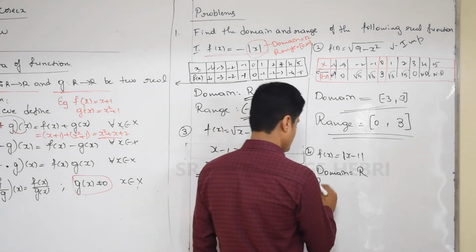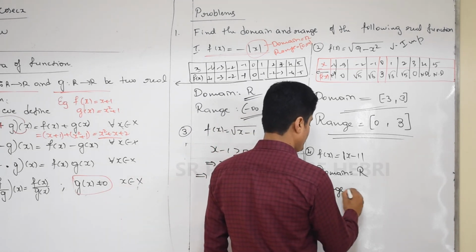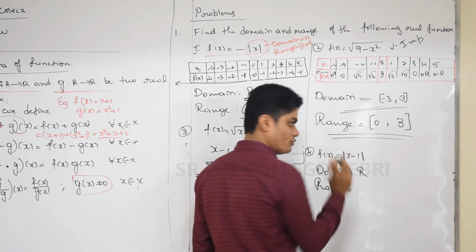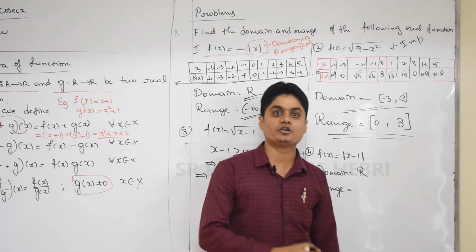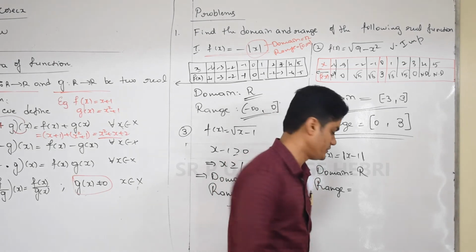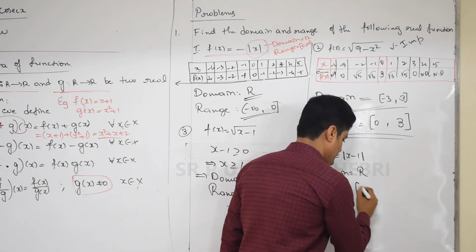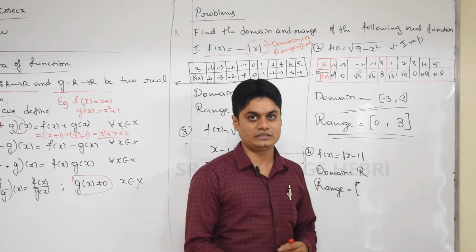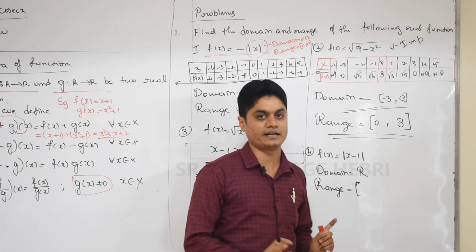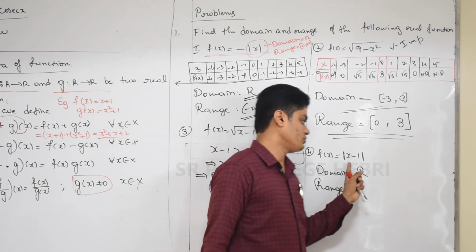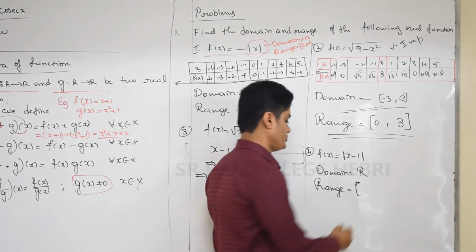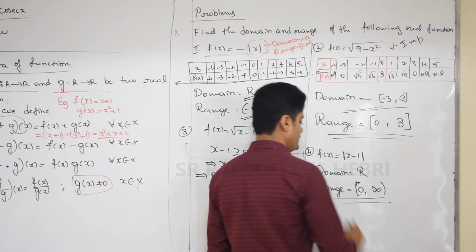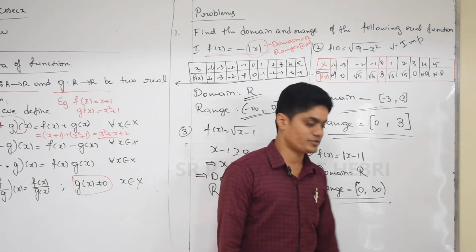What is the range? See, what is the minimum value of this? Since it is modulus, definitely output cannot be negative, right? That is confirmed, no confusion. The only question is whether it will start from 0 or from something other than 0, whether 0 is included. Only you have to check that. Can it be equal to 0? Yes, when x equal to 1 it can be equal to 0, so definitely it starts from 0, and you know modulus function reaches to infinity, so the range of this function is 0 to infinity.